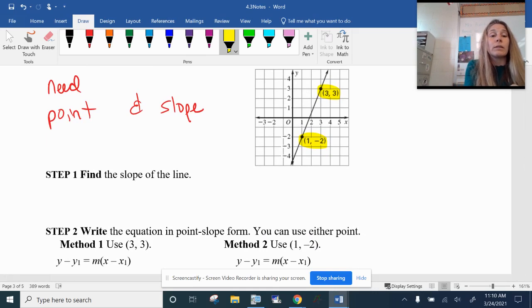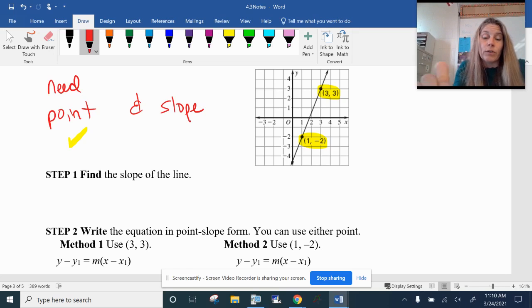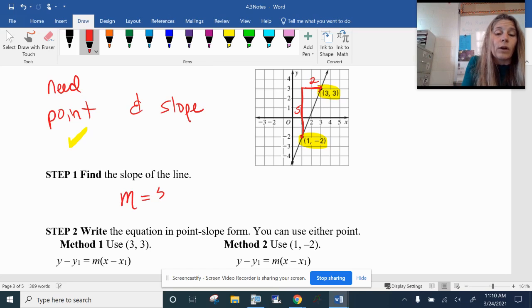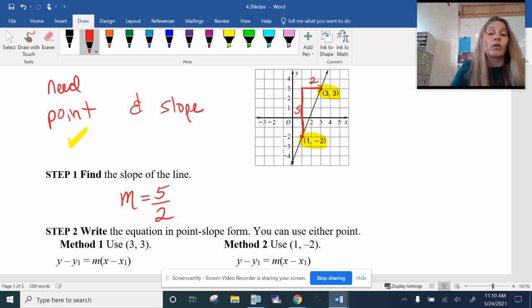Now we do need the slope, so we have a point. We do need a slope, however, so since I have a picture of the graph in front of me, the easiest option is to use rise over run. So if I'm rising 1, 2, 3, 4, 5, and then I'm going to go to the right 2. So my slope using rise over run would be 5 over 2.